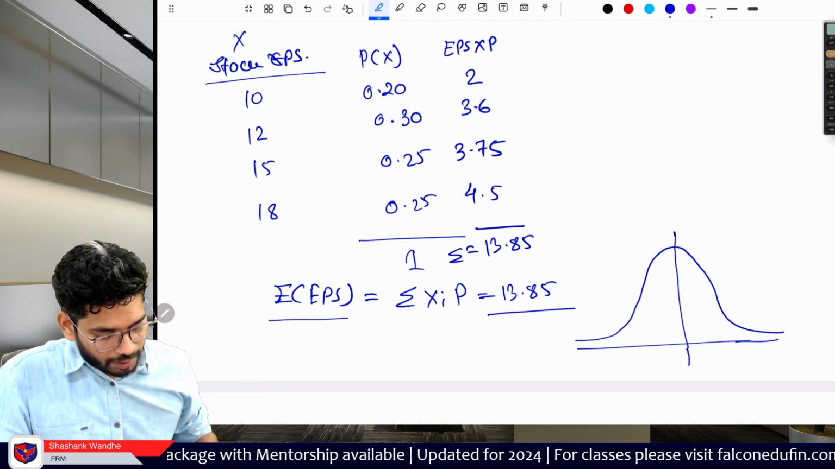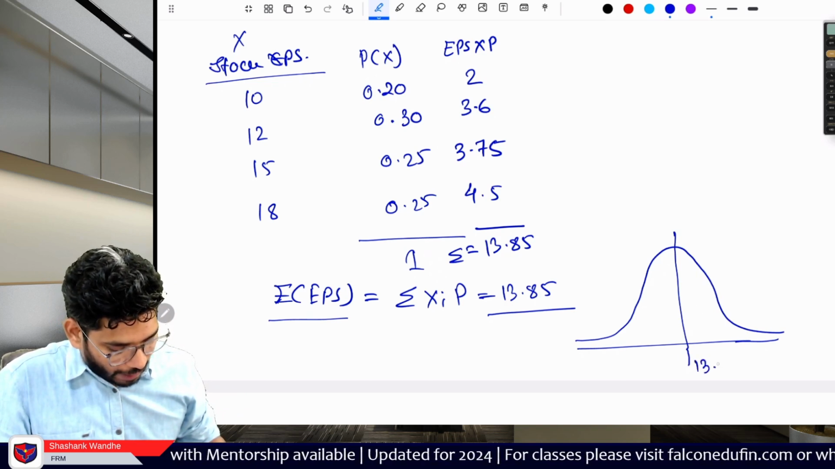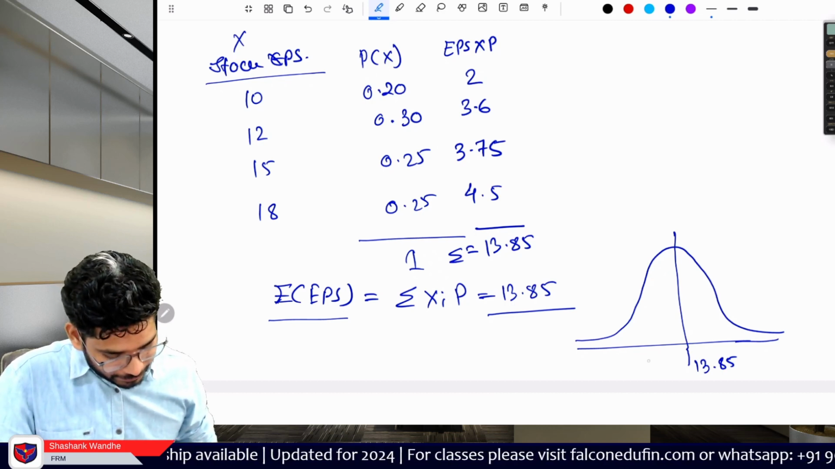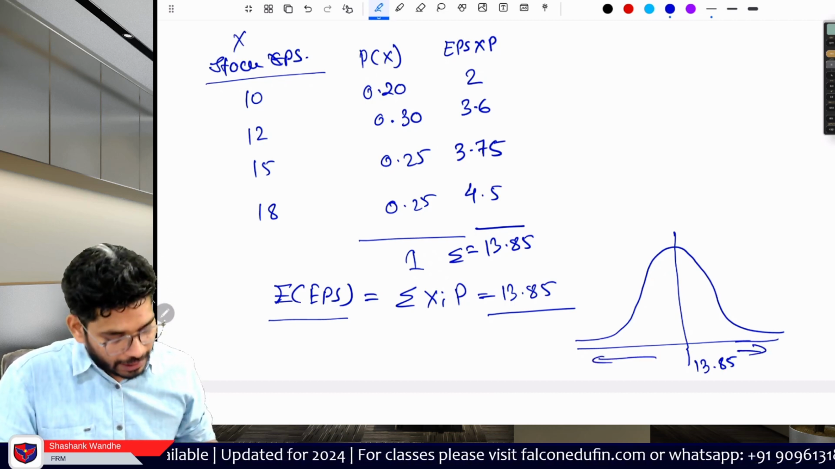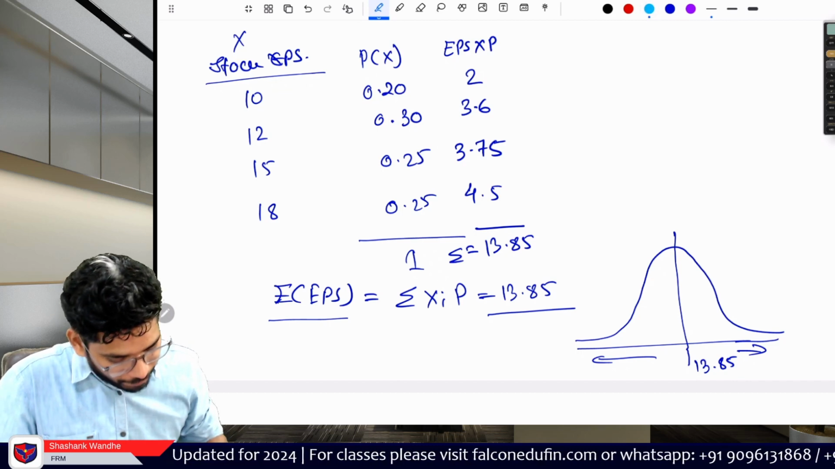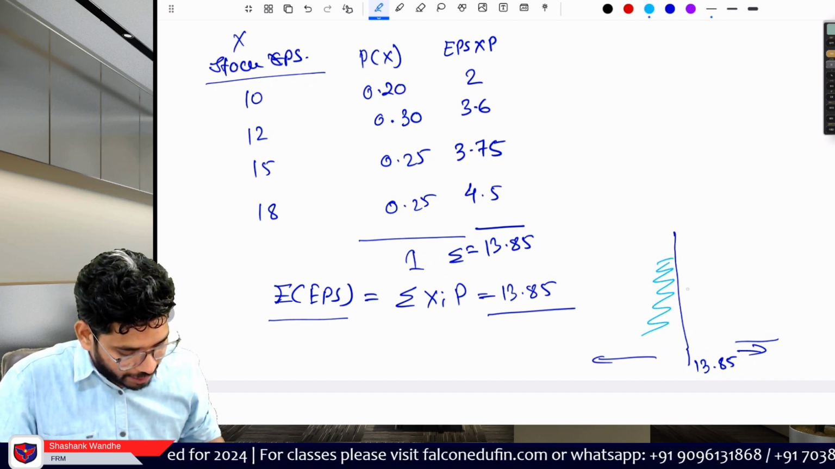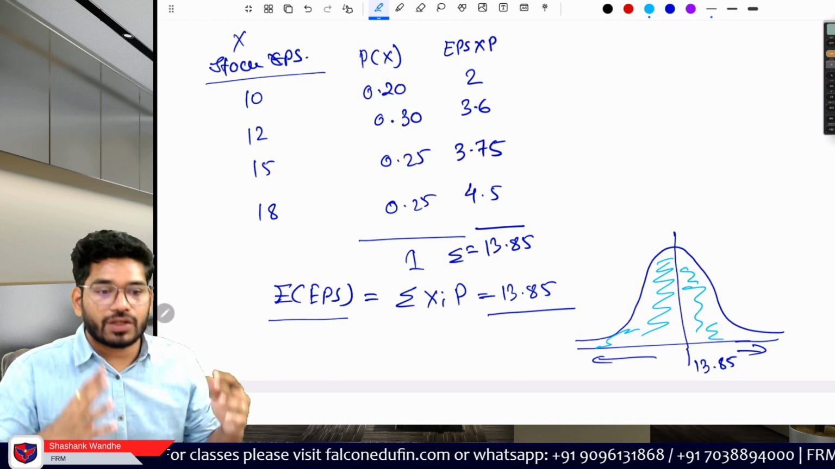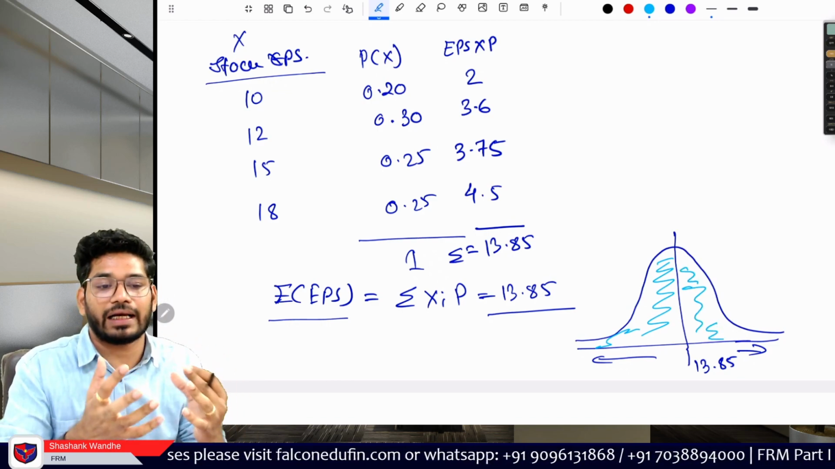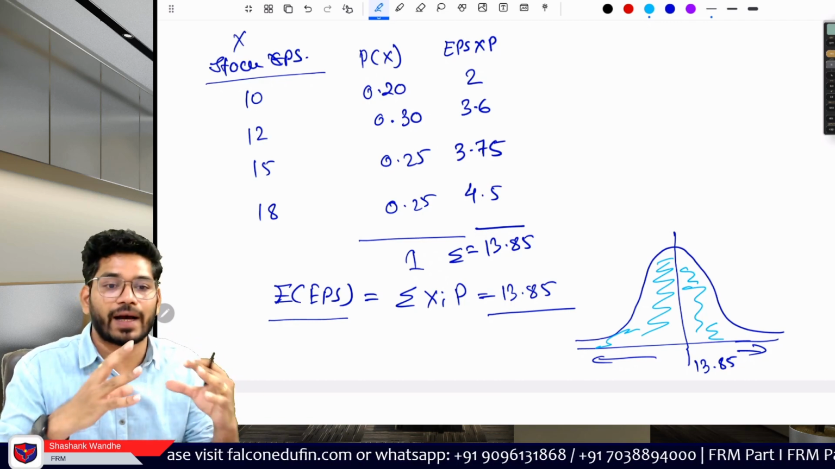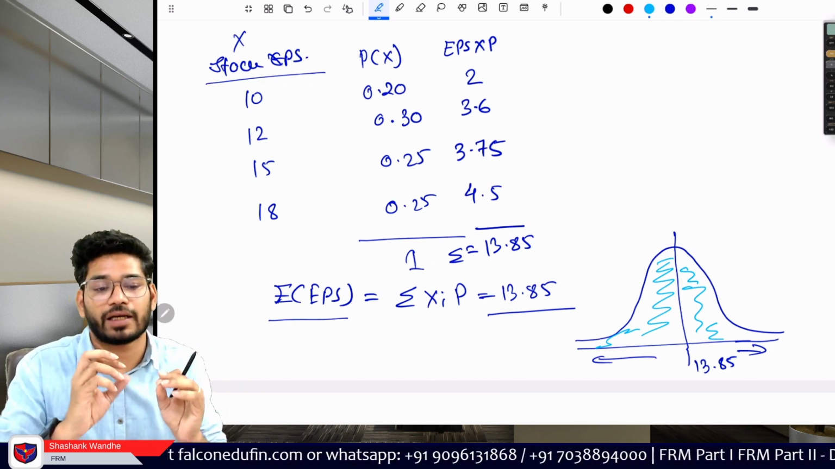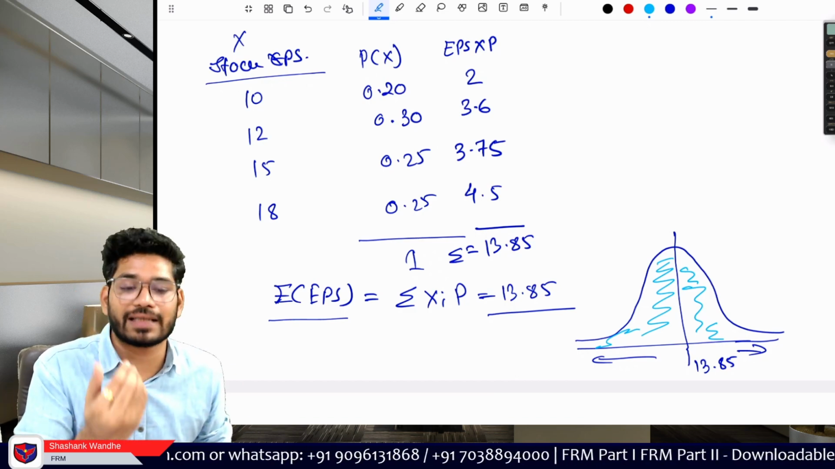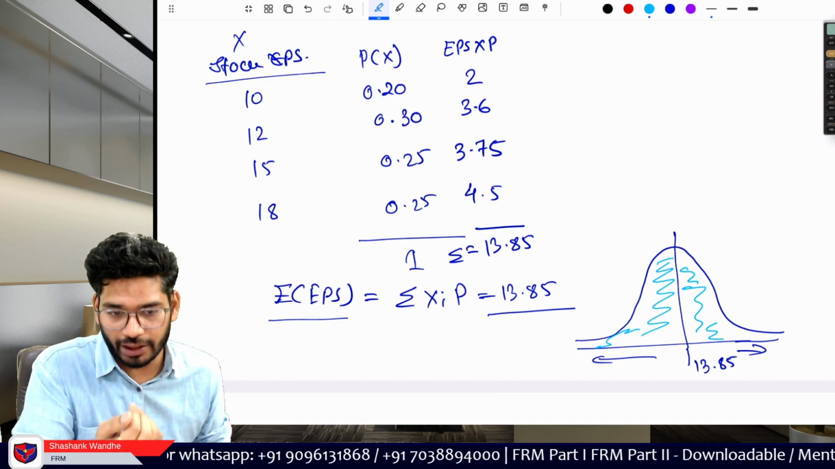So now here, this is the value 13.85, the expected value of the EPS. And here we have EPS. So this zone is indicative of probability. This indicates the probability. So the higher the area, the more area is near 13.85. That's why the probability is really high that your EPS will be around 13.85. Definitely, we are not saying that it will be exactly 13.85, but it will be around 13.85.